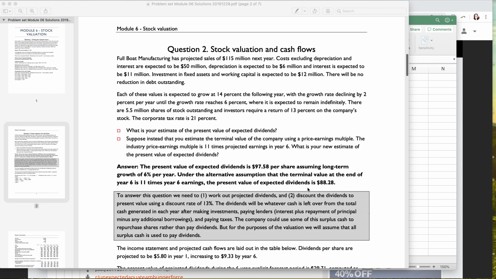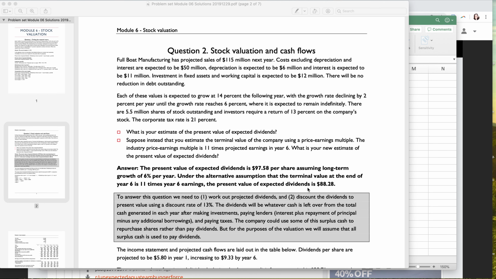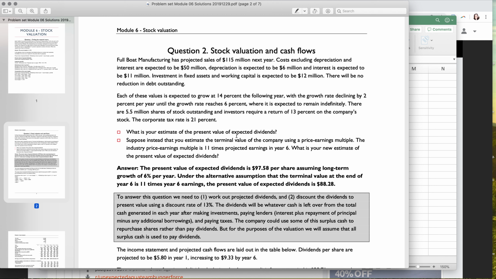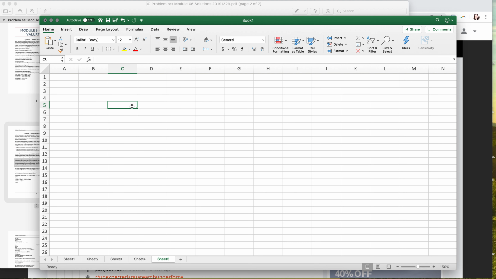Question 2. This is a boat manufacturing company, and we have a bunch of accounting information and some growth rates and a corporate tax rate, and we want to know the present value of the expected dividends, and then we also want to change the valuation in year 6 to 11 times earnings, and then figure out what we're going to pay.